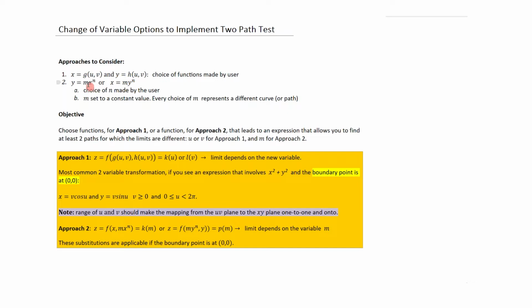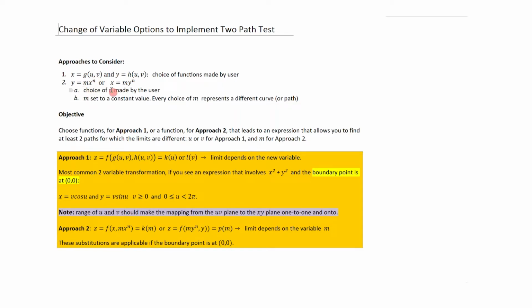And this m value represents different paths. If you choose m equals 1, that would represent one path. If you choose m equals 2, it would represent another path, and so on. The choice of n in the exponent here would be made by the user. The idea would be to choose n in such a way that one of the functions, in this case x, in the numerator and denominator will cancel out, and you end up with only a function of m. That's basically the objective, to choose n in such a way that you get that desired result.